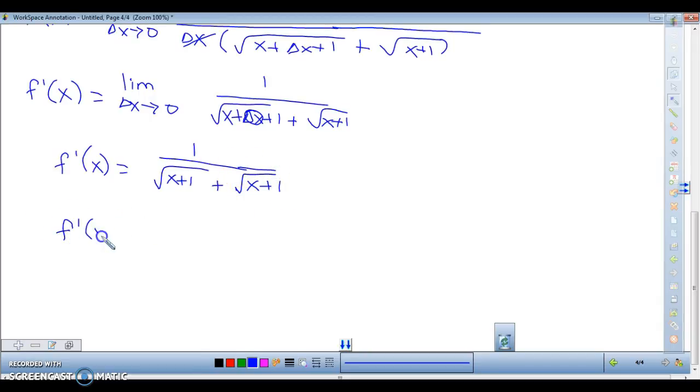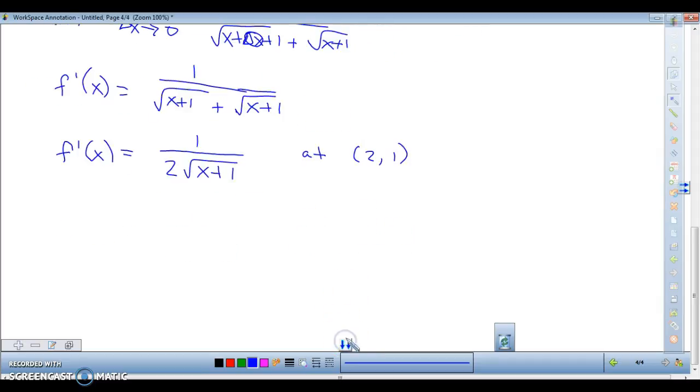So f prime of x is equal to 1 over 2 of these, so 2 times the square root of x plus 1. So there's your derivative, but then they asked us to evaluate that at (2, 1), to evaluate the slope at (2, 1). So your slope would simply be f prime of 2. You're going to put that 2 in the place of x there. 2 times 2 plus 1. That's going to give me 1 over 2 times the square root of 3.